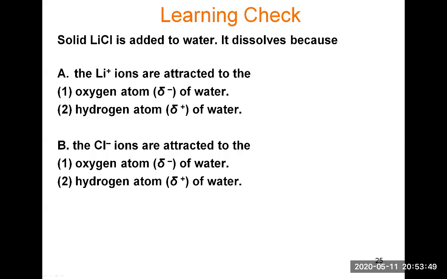So here the answer is that because the lithium ions are positively charged, they will be attracted to the oxygen atoms, which are partially negatively charged, right? Opposite charges attract. Then the chloride ions are attracted to the oxygen atoms, which are partially negatively charged, or the hydrogen atoms, which are partially positively charged, of water. Here, again, opposite charges attract, so the chloride ions will be attracted to the hydrogen atoms of water because they are oppositely charged.